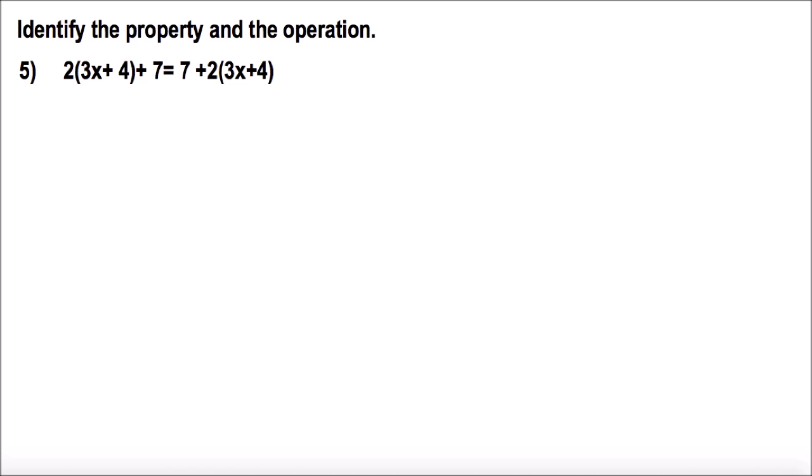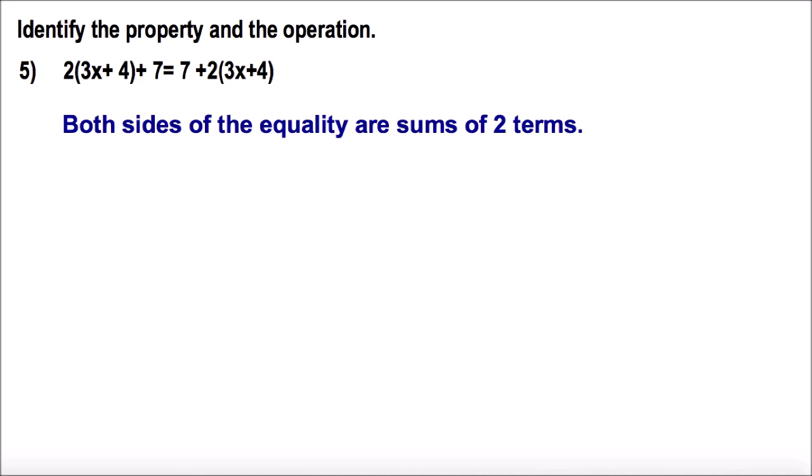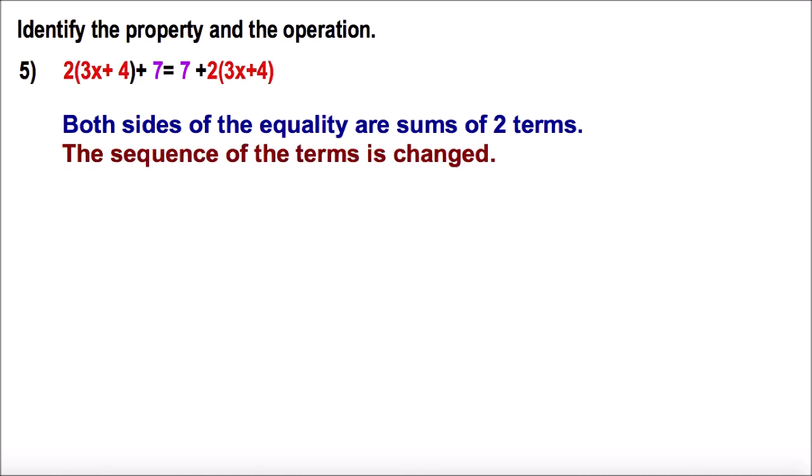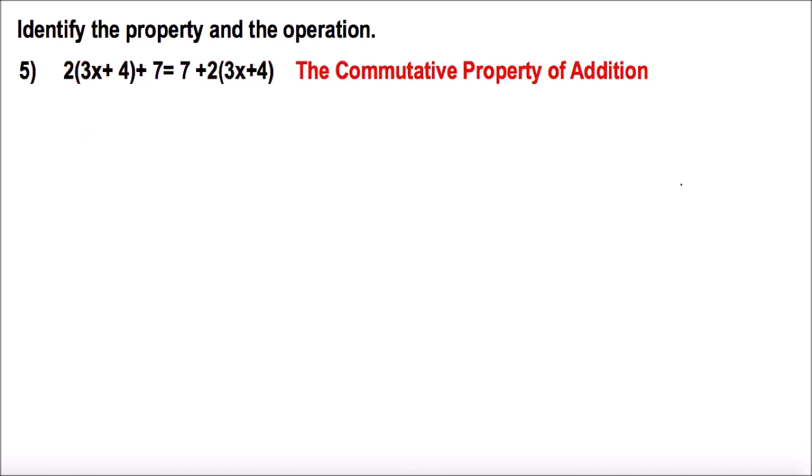Question 5. 2 times the quantity of 3x plus 4 plus 7 equals 7 plus 2 times the quantity 3x plus 4. Both sides of the equality are sums of two terms, but the sequence of the terms is changed. The 2 times the quantity 3x plus 4 is the first term of the left side, which becomes the second term, and the second term of the left side becomes the first term of the right. This is thus the commutative property of addition.